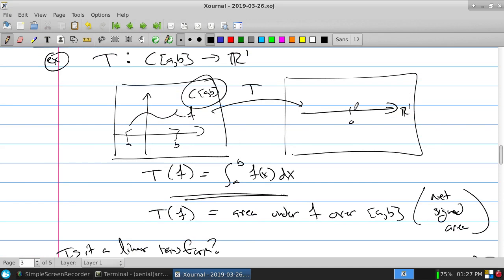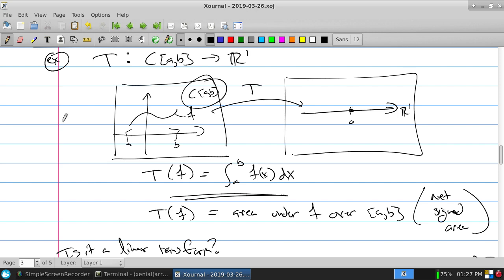So if this transform is "find the area under the curve," what continuous functions between A and B would go to a net signed area of 0? Any idea? Because that's what I'm kind of interested in. I'm saying, hey, which of these objects go to the 0 object? Well, the 0 object of R1 is 0.